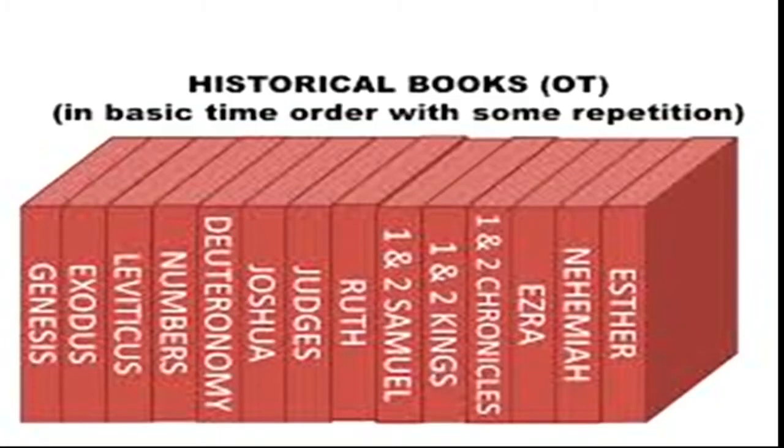So these historical books can be with some repetition, in other words, in the time they were written. We have Genesis, followed by Exodus, Leviticus, Numbers, Deuteronomy, Joshua, Judges, Ruth, 1st and 2nd Samuel, 1st and 2nd Kings, 1st and 2nd Chronicles. You have Ezra, Nehemiah, and Esther.